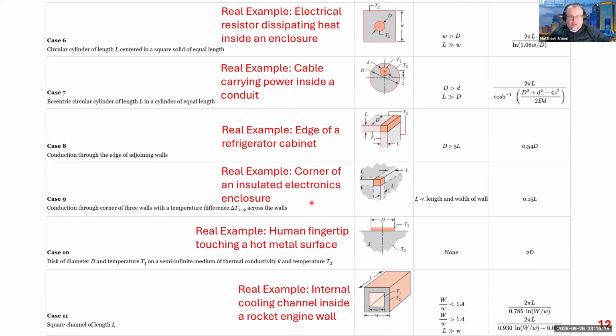And then here's a three-dimensional version of it, right? So instead of an edge, this is a corner. So a corner of an insulated electronics enclosure, right? And here's the shape factor for that one.